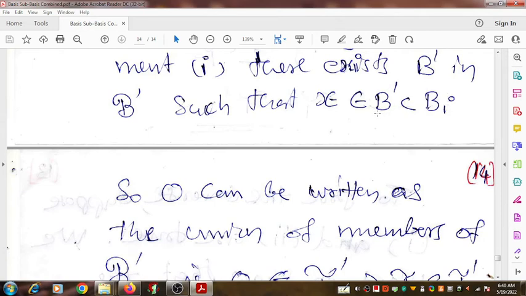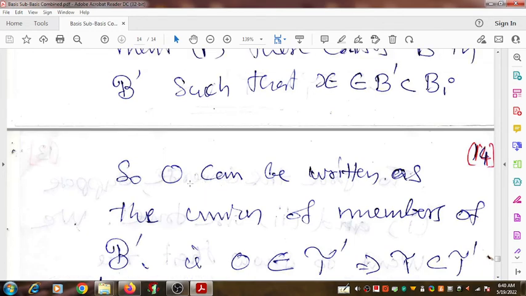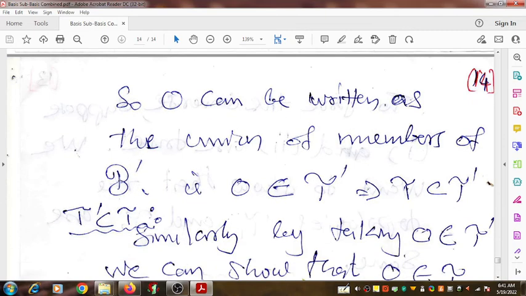The second basis is script B prime, and that member is present in script B prime. Therefore it is clear that O can be written as the union of members of script B prime. See, script B prime is important. It's not script B, it's script B prime.